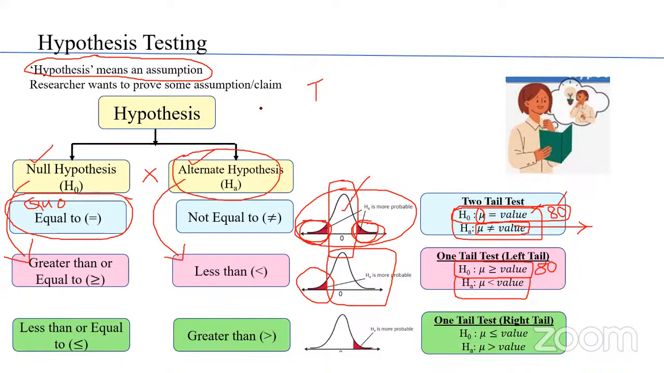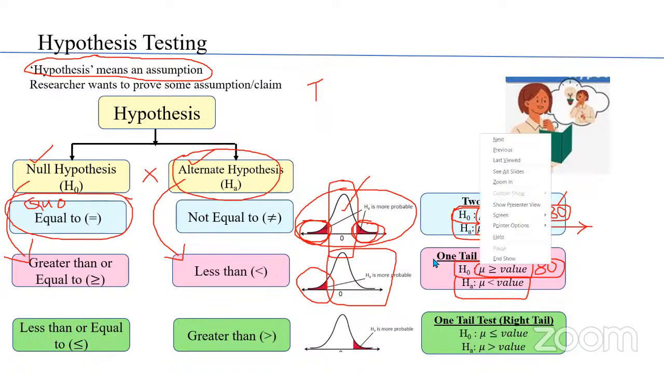In the one-tail test, the first option, H naught, which we have written, is mu greater than or equal to a value. Is this not null? This will be called null only, because the null hypothesis will assume that the particular item which we are producing, the mean of that item is greater than or equal to 80 millimeters.